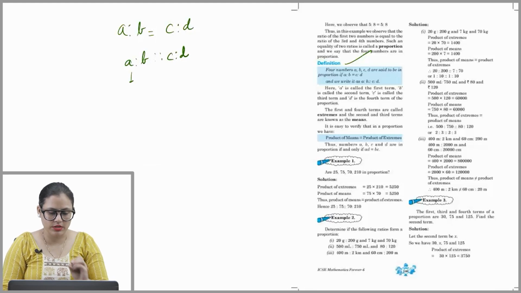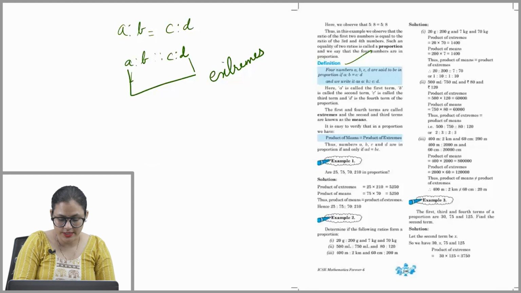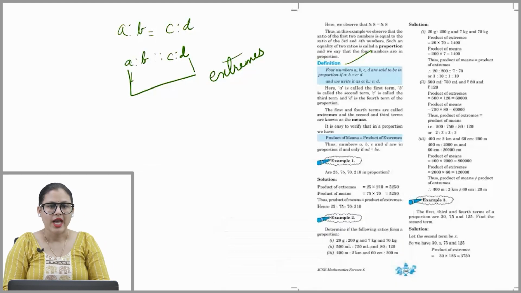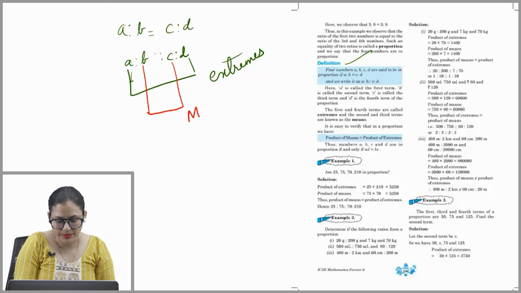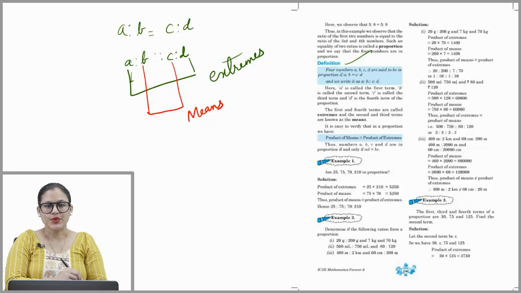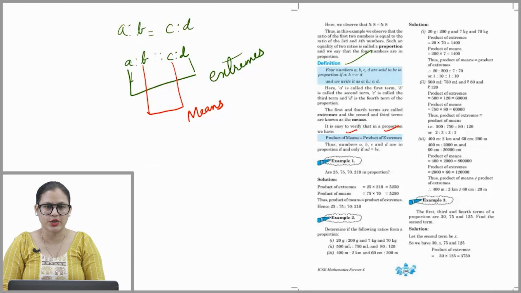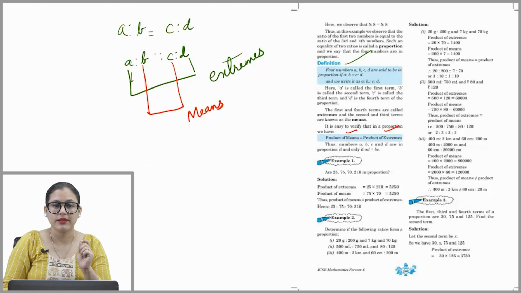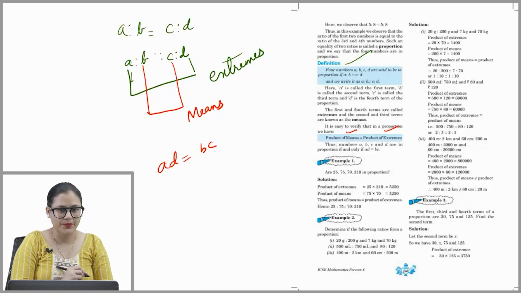The first and fourth terms, this term and this term, are known as the extremes. The first and the last term, that is the fourth term, and the second and third, B and C, these terms are known as means. It is verified that in a proportion, the product of means is equal to the product of extremes. Thus numbers A, B, C and D are in proportion if and only if A into D is equal to B into C.